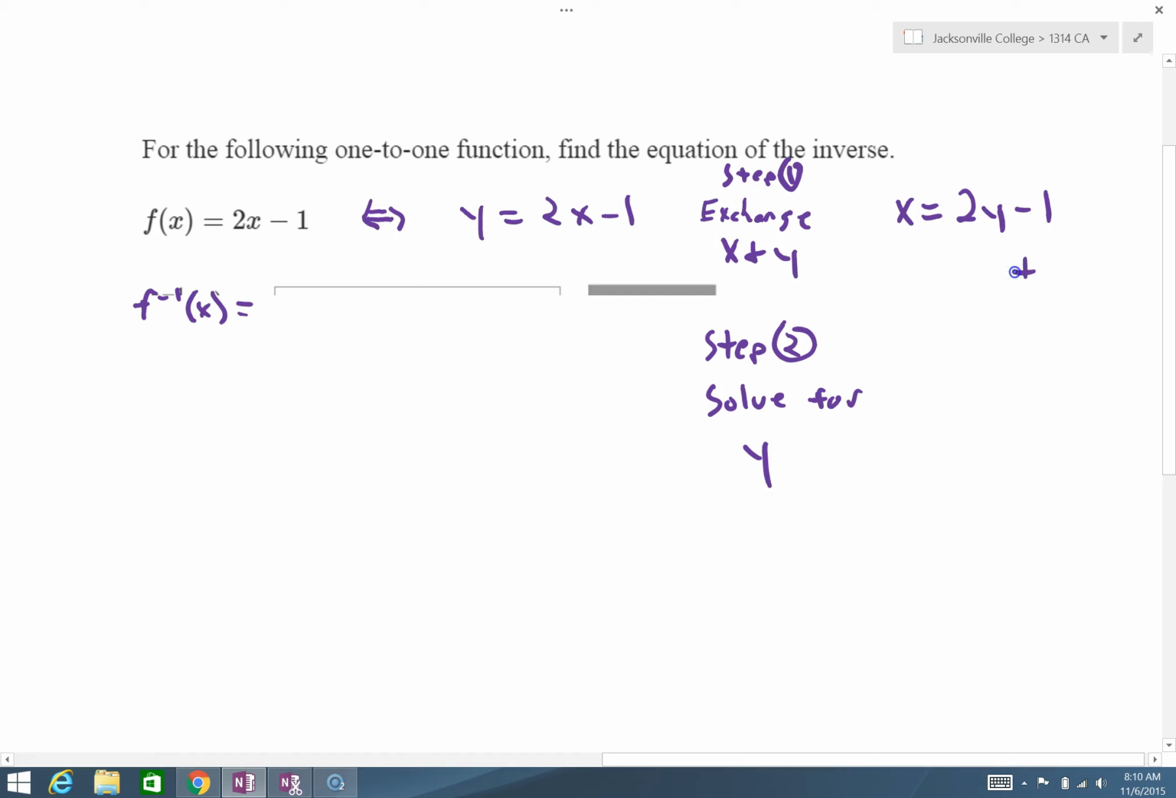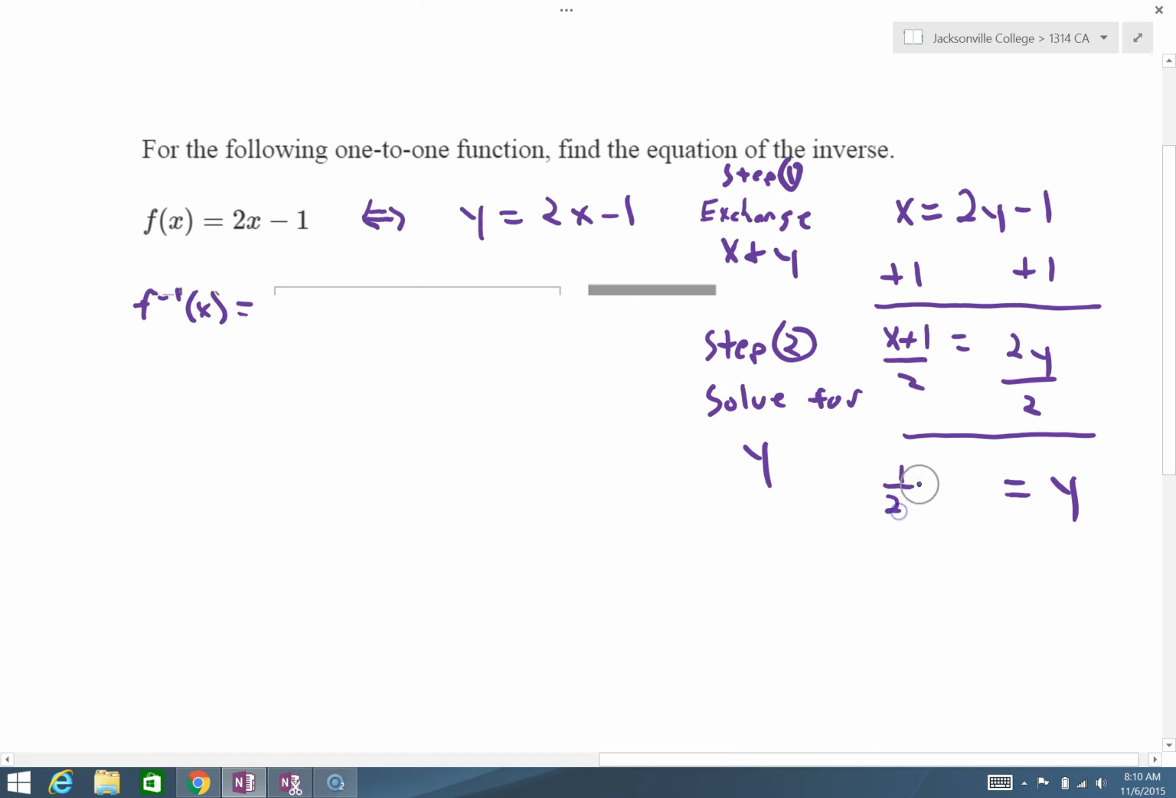I'll begin by adding 1 on both sides. On the right side I have 2y. On the left side I have x plus 1. Now dividing by 2, on the right side I have y. Here I can divide both of these individually by 2. x divided by 2 is x over 2, said another way, 1/2 x. And 1 divided by 2 is 1/2. I certainly could have left it in this form here.